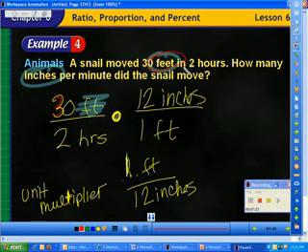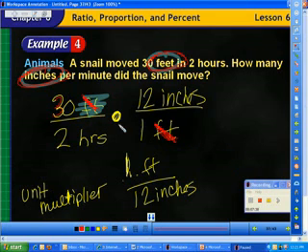Our goal is to get rid of these feet and turn them into inches. So we've got to get rid of the feet. And if you set up your unit multiplier so that the feet are down in the denominator and the feet are up here in the numerator, it's actually pretty cool. You can just cancel them out.